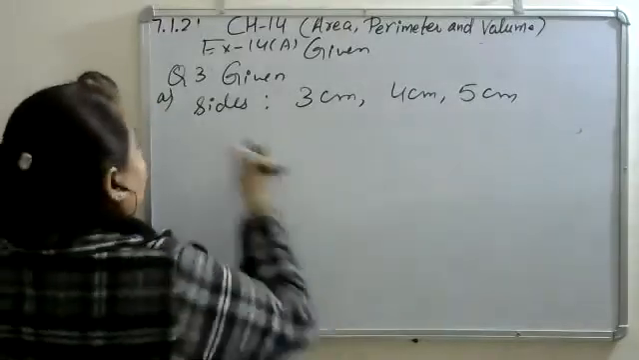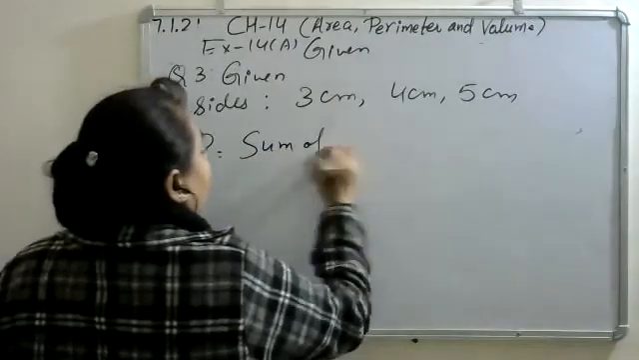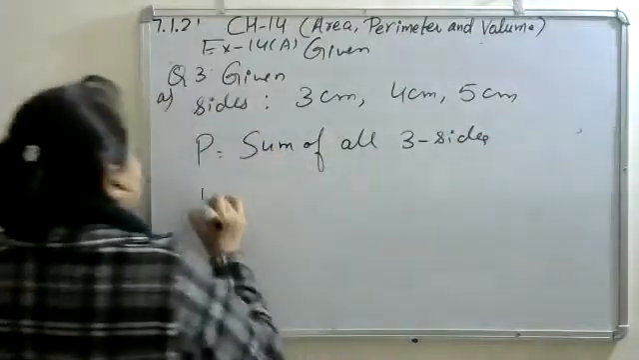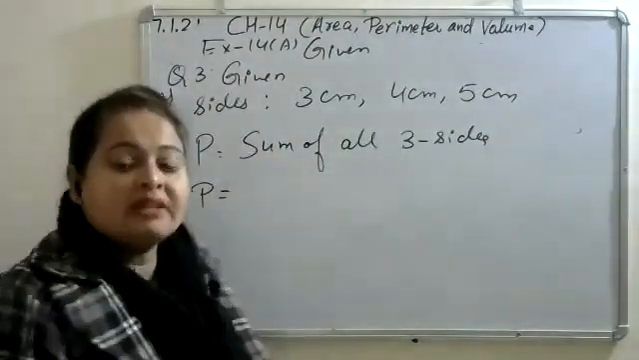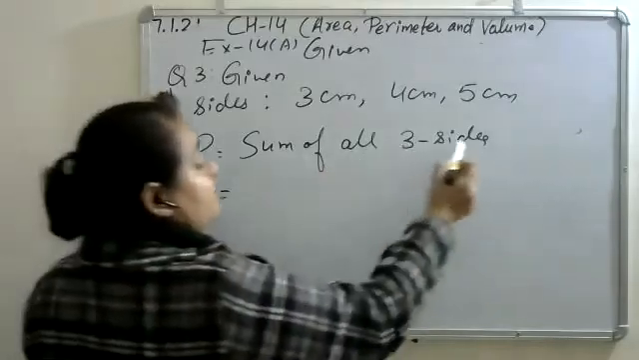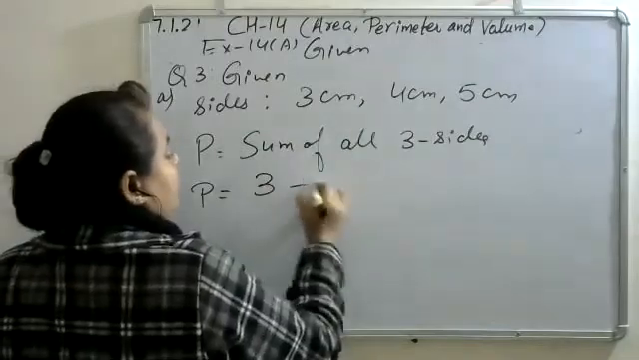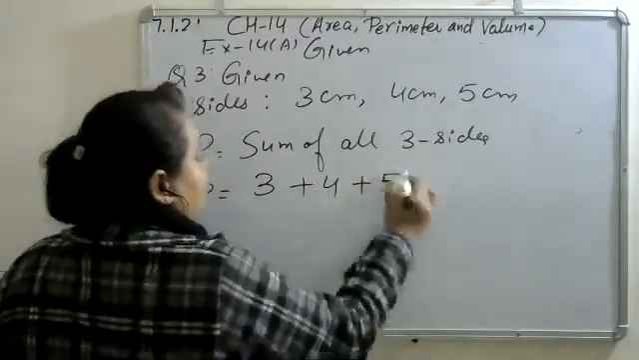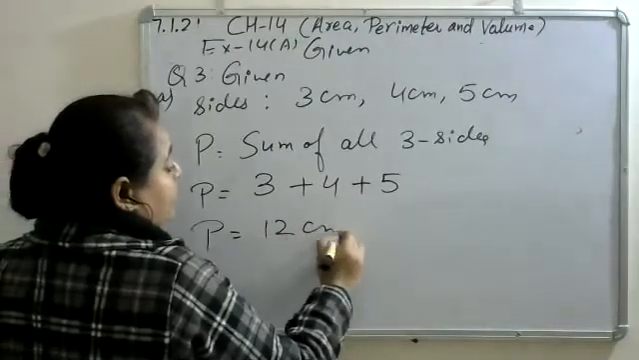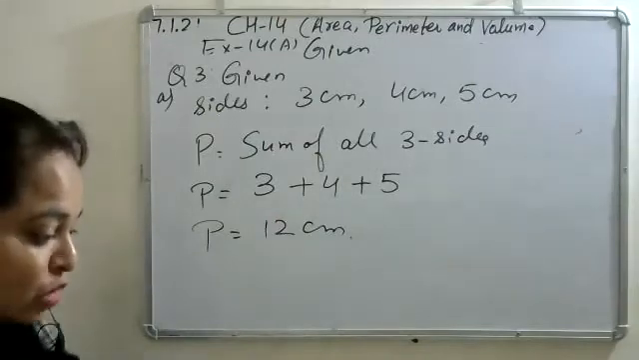Now perimeter of triangle is sum of all 3 sides. This is the formula that we will use for triangle. So put the value. First is 3, second is 4, third is 5. So perimeter is 12 centimeter. So like this you will solve the sum.